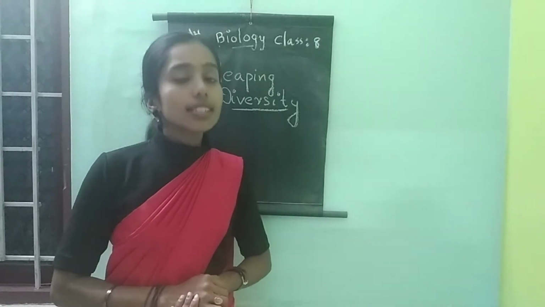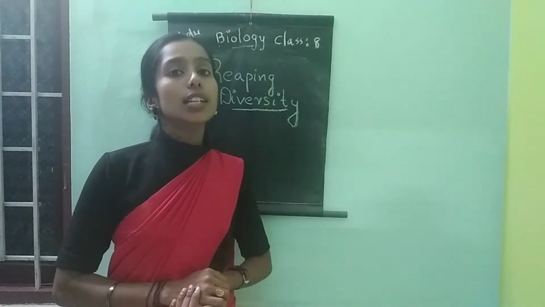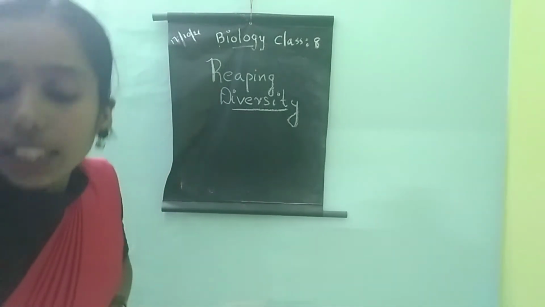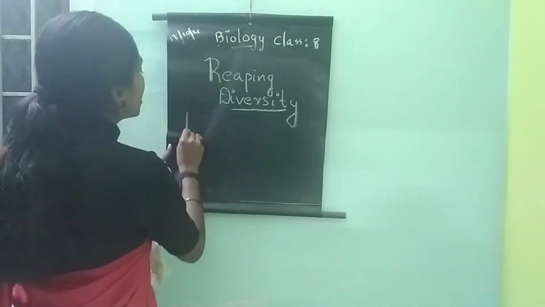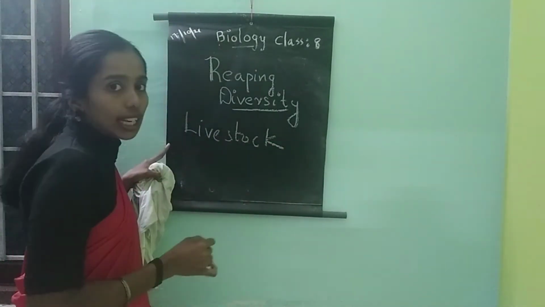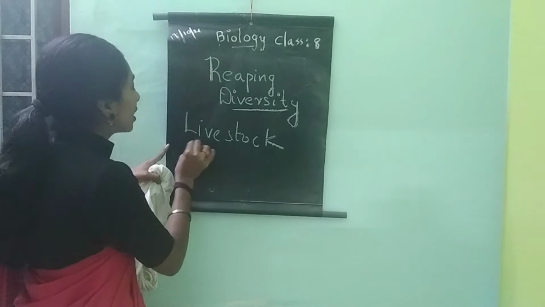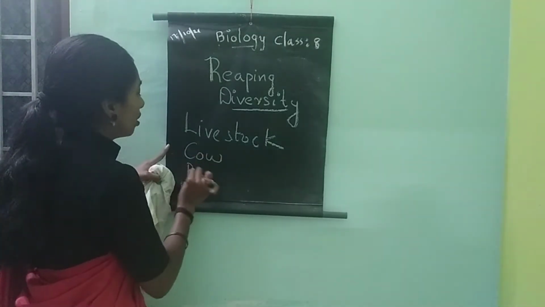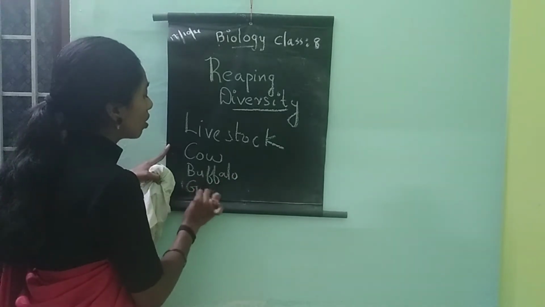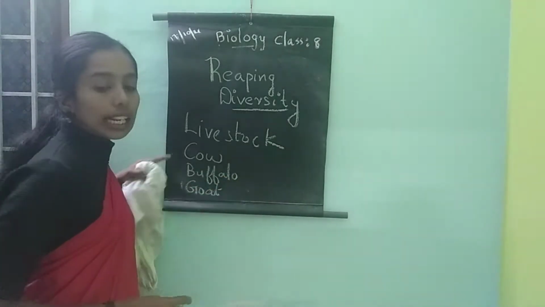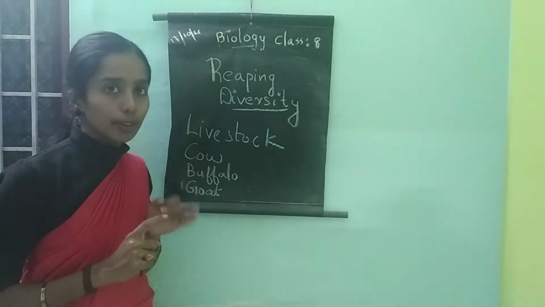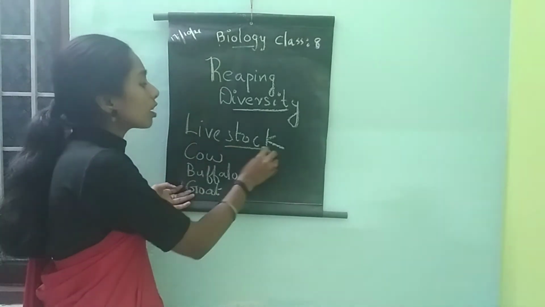Livestock management means the rearing of cattle for milk and meat. In livestock management, mainly cow, buffalo or goat is used. It is the rearing of cattle for milk, meat and other agricultural purposes, and it is known as livestock management.